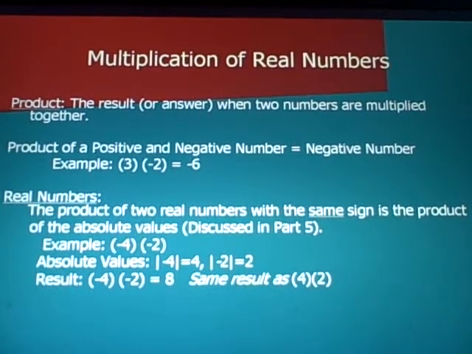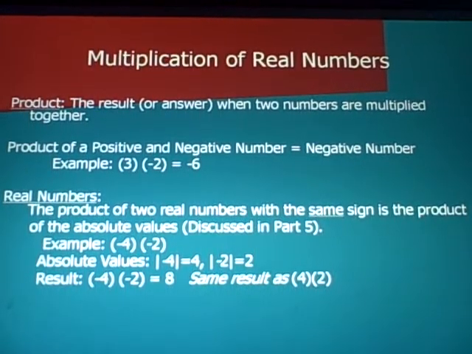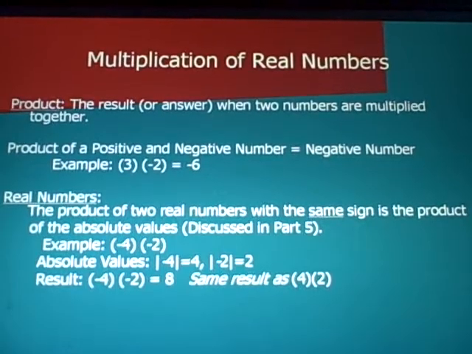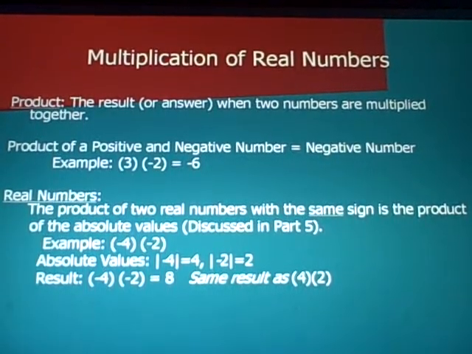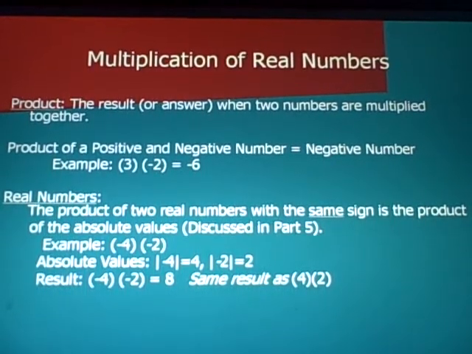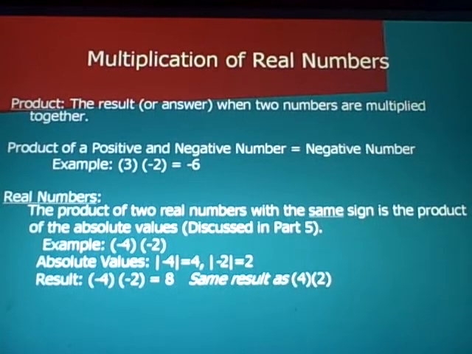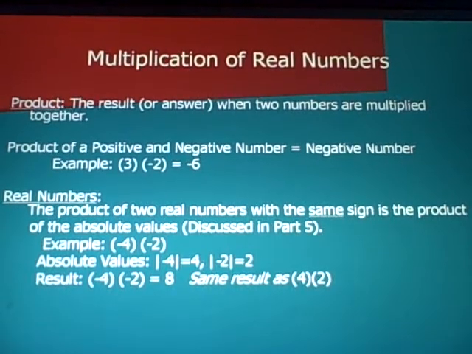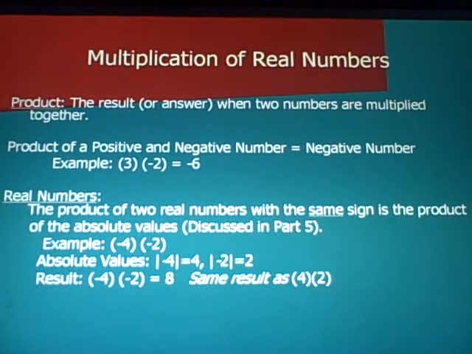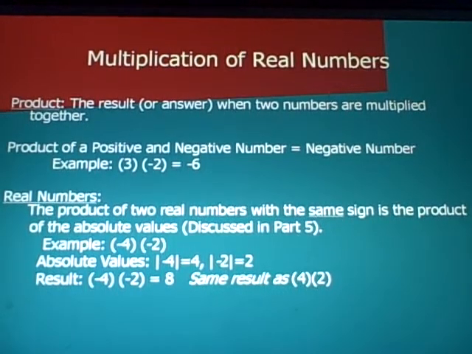So we're talking about multiplication of real numbers. We've mentioned on prior videos that algebra deals with real numbers only. So what's a product mean? The result or answer when two numbers are multiplied together. The product of a positive and a negative number multiplied together is a negative number. So 3 times minus 2 equals minus 6.